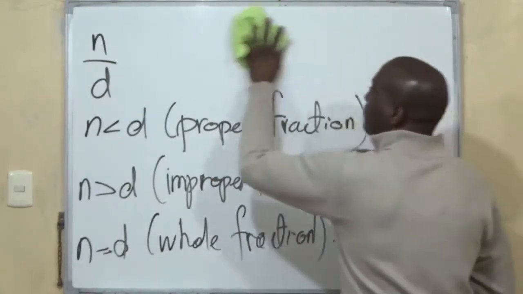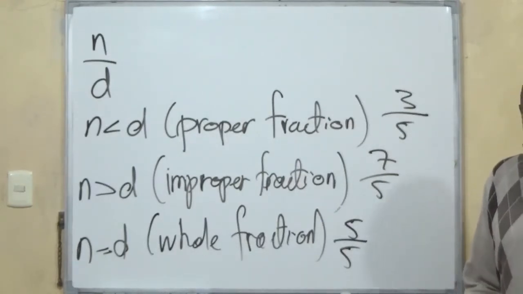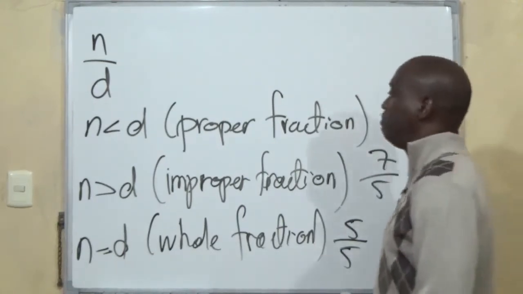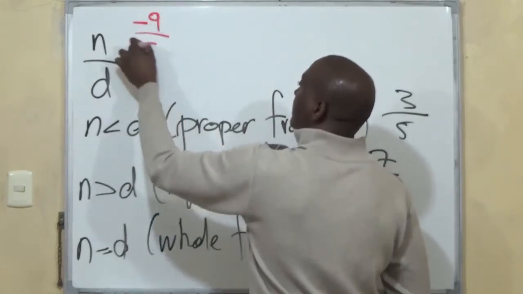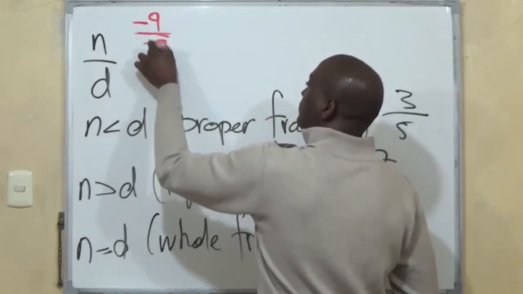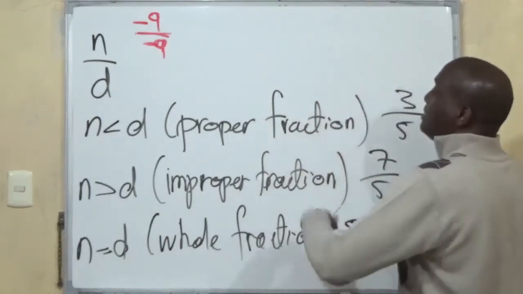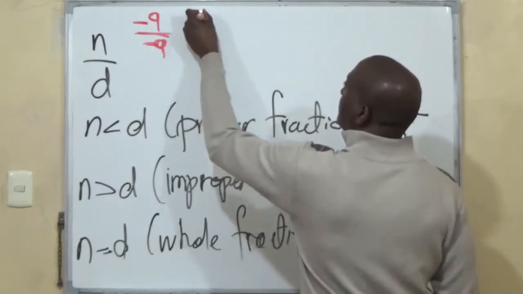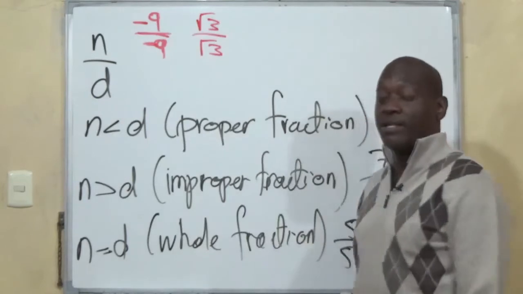Right? So we already saw 5 over 5 as a whole fraction. We can say, for the sake of argument, that we could have a whole fraction, let me say minus 9 over minus 9. That too is a whole fraction. We can say, for example, let me use a surd, root 3 over root 3. That too is a whole fraction.